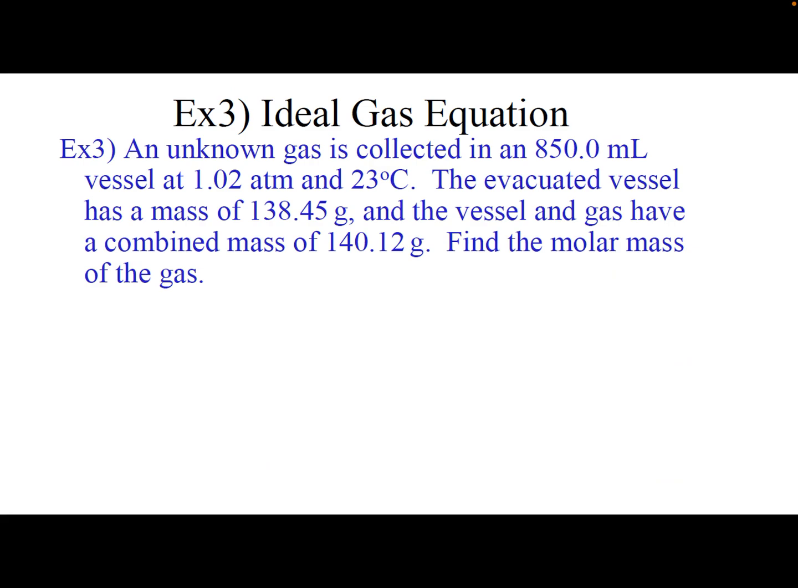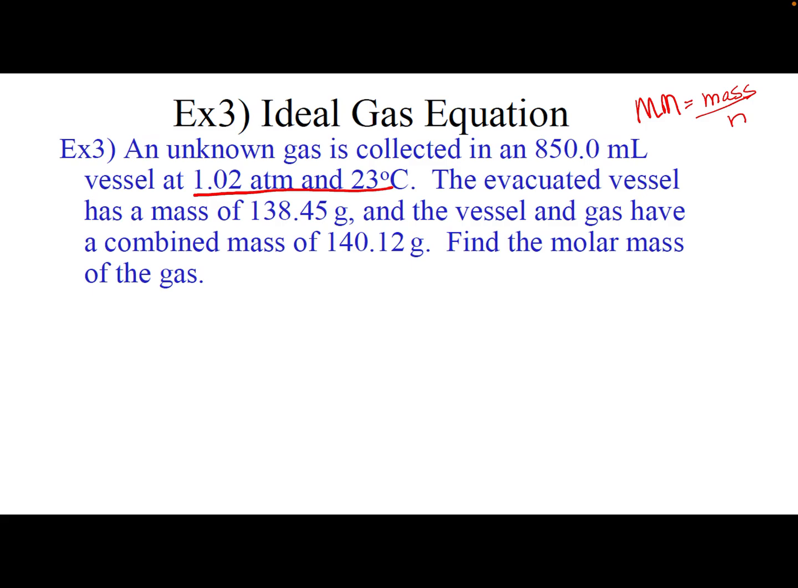Here's another one. An unknown gas is collected in an 850 milliliter vessel at 1.02 atmosphere and 23 degrees Celsius, not STP. The evacuated vessel has a mass of 138.45 grams and the vessel and the gas have a combined mass of 140.12. Yikes. Find the molar mass of the gas. Yikes. What do I do with that? Well, think about what you need to solve this problem. One thing you might be interested in is that molar mass, we'll call that big M, is going to be equal to mass divided by the number of moles that you have. So that's going to be the molar mass.